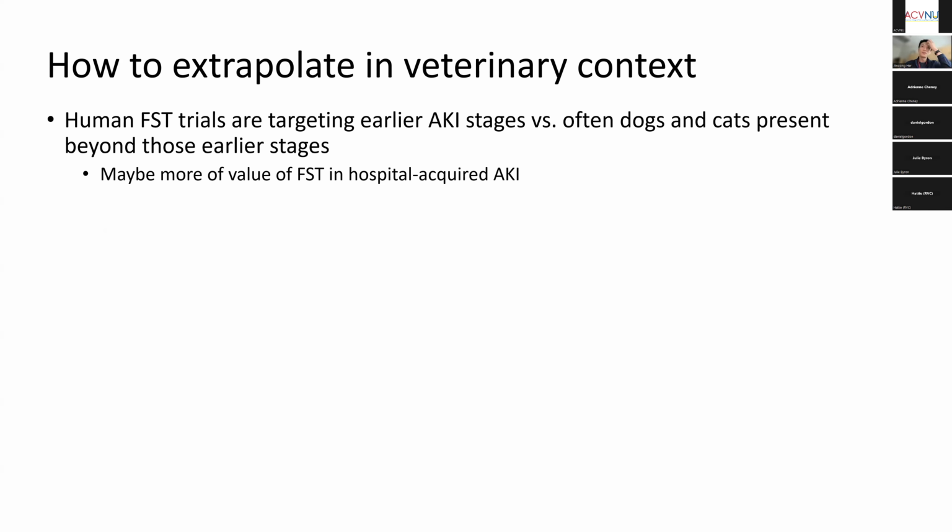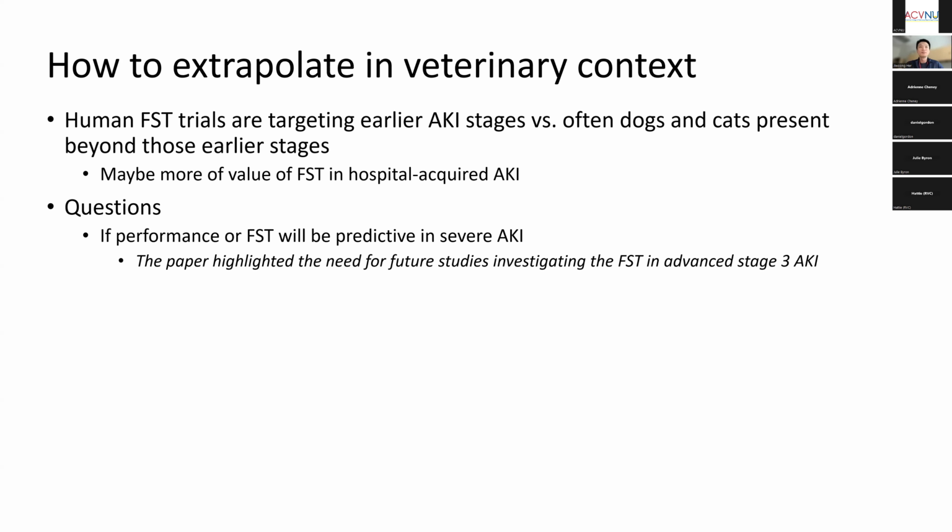So thinking about how to extrapolate, how do I want to extrapolate in the veterinary context? Probably there are many questions that may need to be answered by research. We talked about this: the earlier AKI stages in the human trials compared to dogs and cats, which tend to be at the later or progressive stages. So maybe the value is in hospital-acquired AKI or patients that have mild AKI.